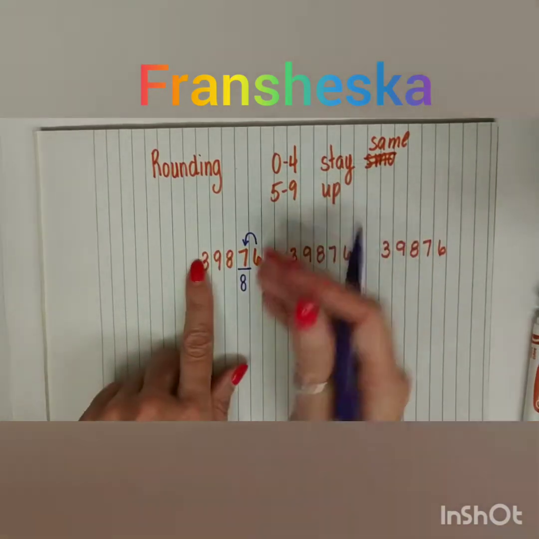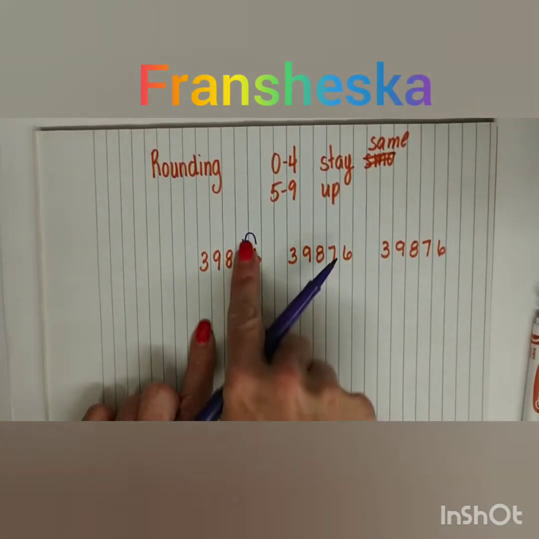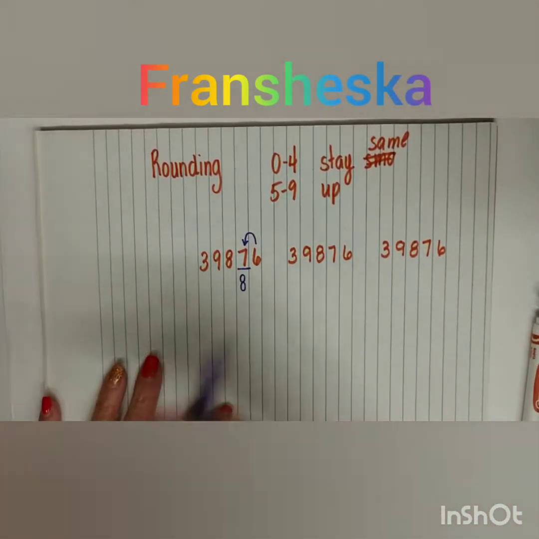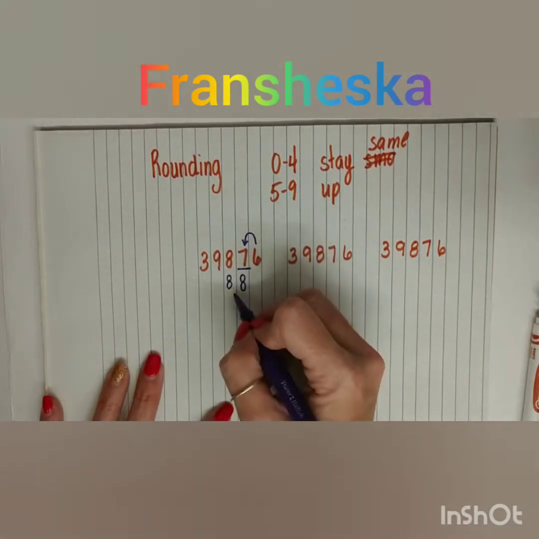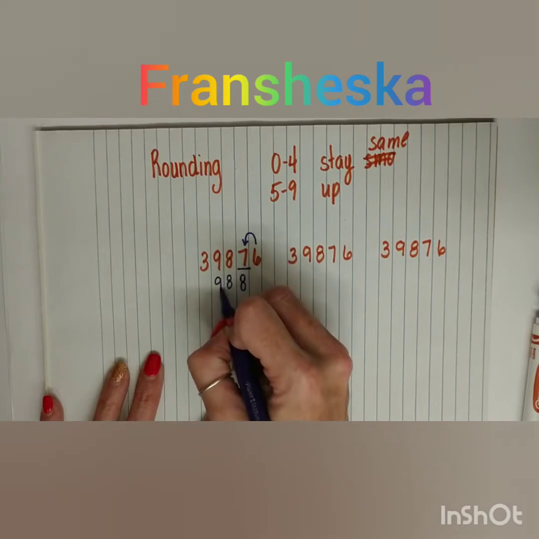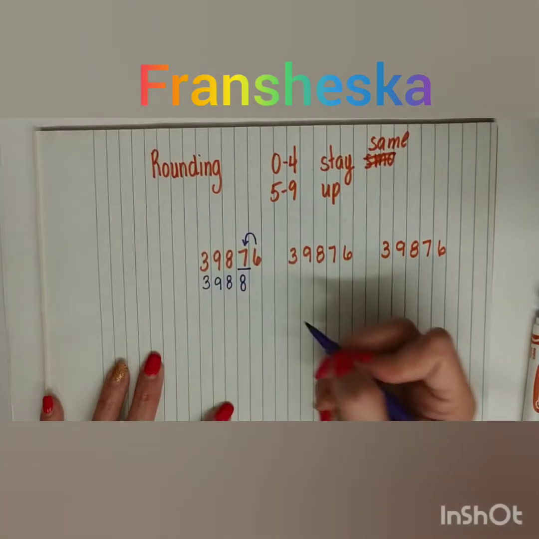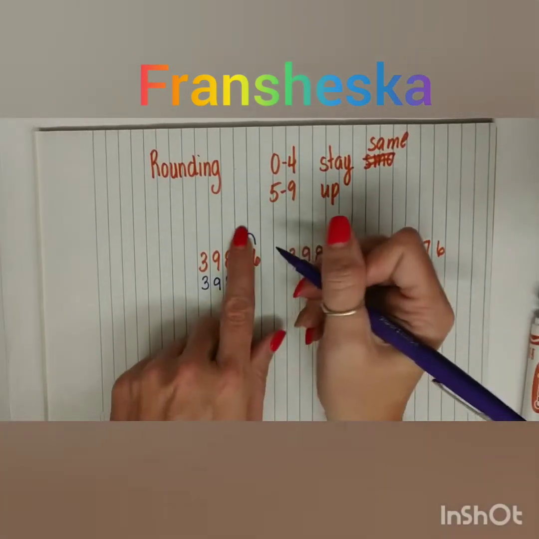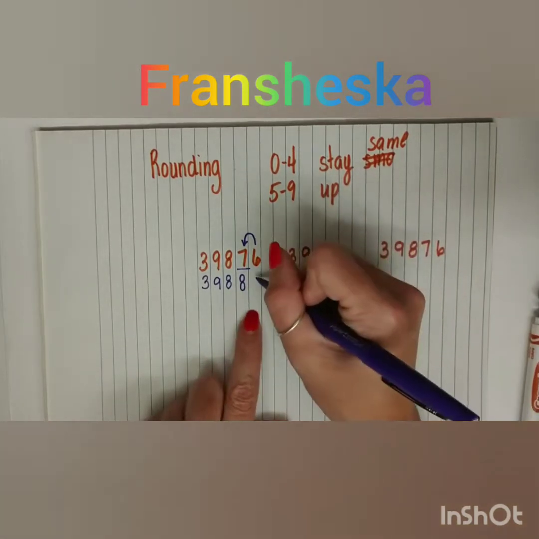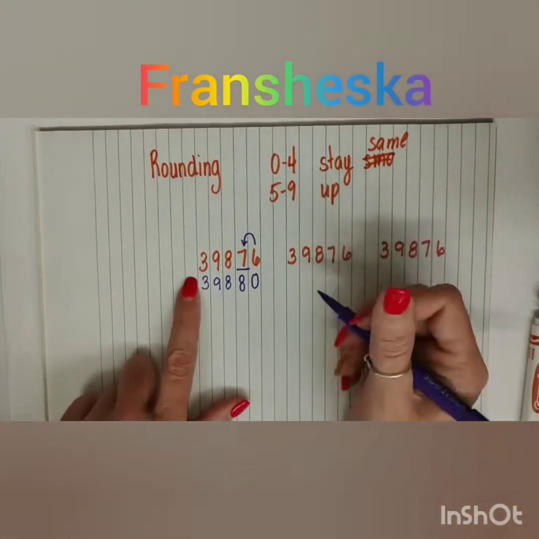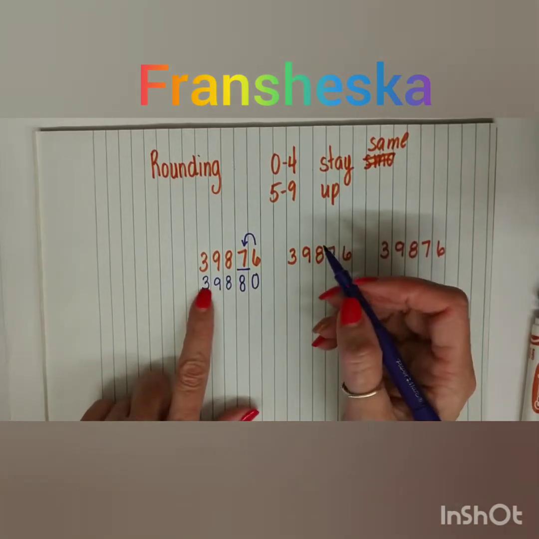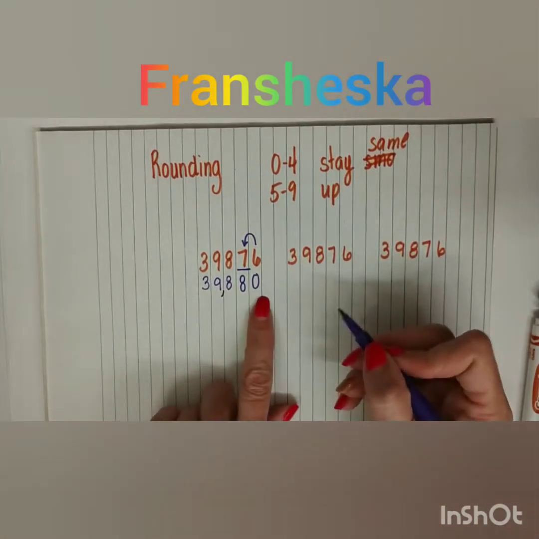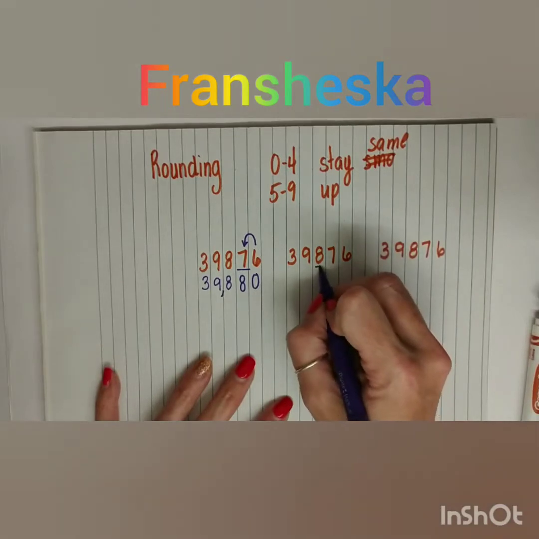Everything prior to the place value that I am rounding stays the same unless I have to regroup, and I don't have to here. So the hundreds will remain an 8. The thousands will remain a 9, the 10,000s will remain a 3, and everything after the place value that I round to becomes a 0. So 39,876 rounded to the tens place becomes 39,880.